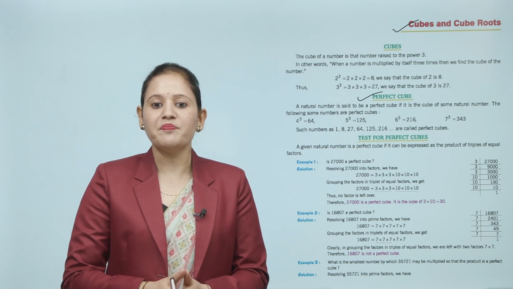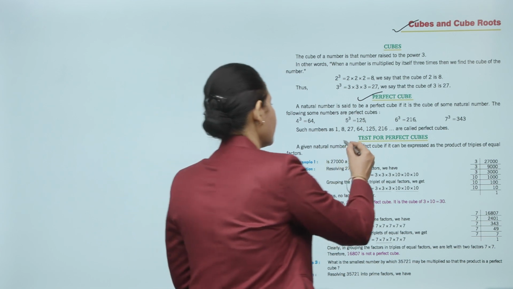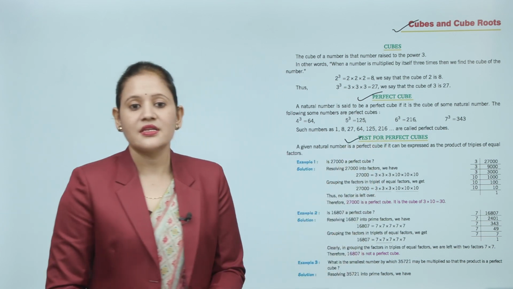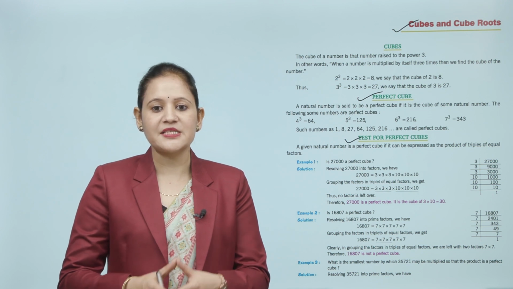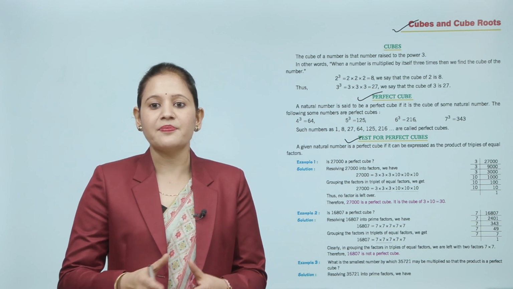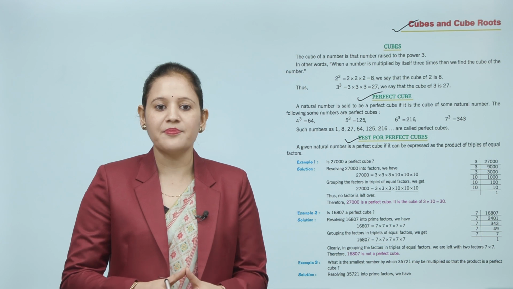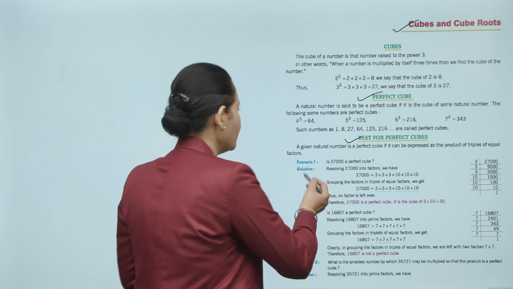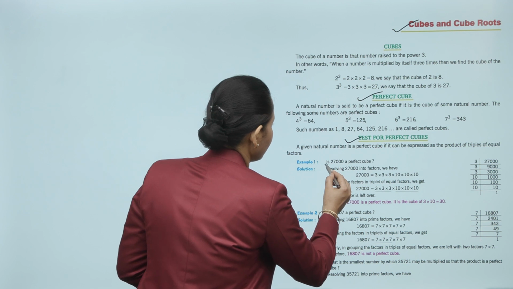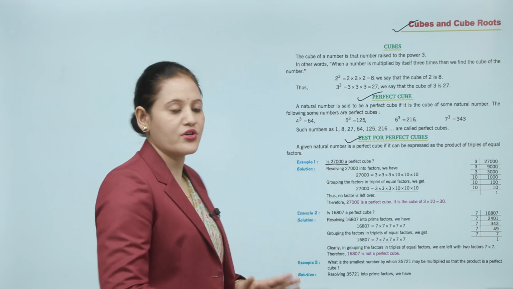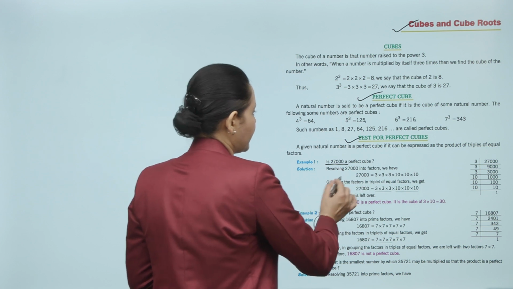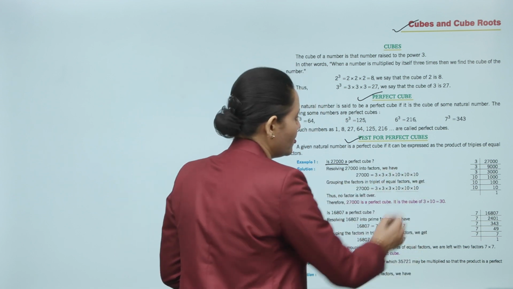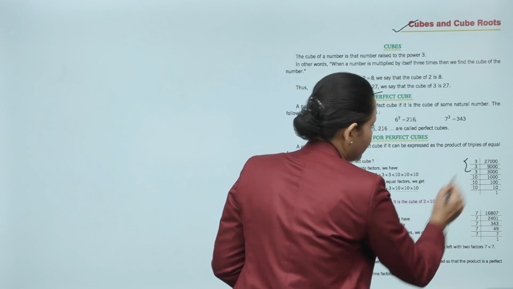Next, test for perfect cube. A given natural number is a perfect cube if it can be expressed as the product of triplets of equal factors. For example, we have to check whether this number 27,000 is a perfect cube or not. So, first we will factorize the number, prime factorization करेंगे. Now, we see 3 का pair बनाएंगे.